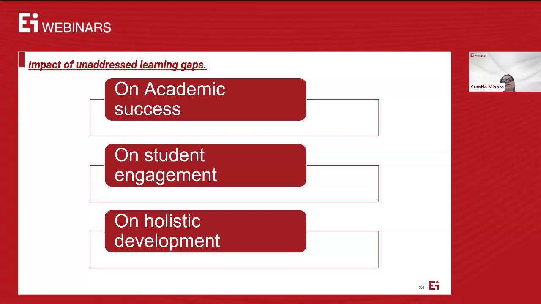And finally, as a result of poor academic performance and an uninterested student in the classroom, the overall holistic development of a student might also suffer. So it is very important that we address learning gaps and address them well in time.